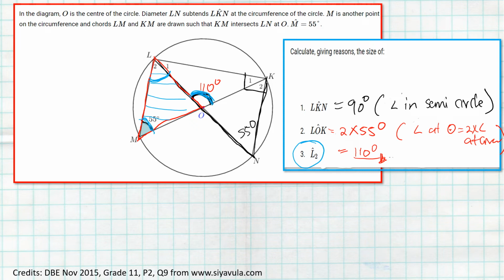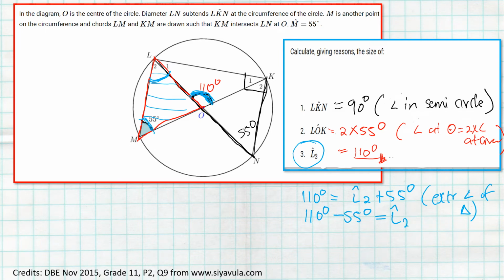All right. Okay, so let's go and calculate our L2. We know that if we use exterior angle is equal to sum of opposite interior angles, then our 110 degrees will be equal to our L2 plus what? Plus 55 degrees. And we are saying exterior angle of what? Of a triangle. We know that is equal to the sum of the two opposite interior angles. So 110 degrees minus 55 degrees is equal to our L2.